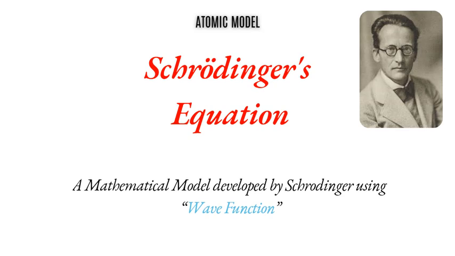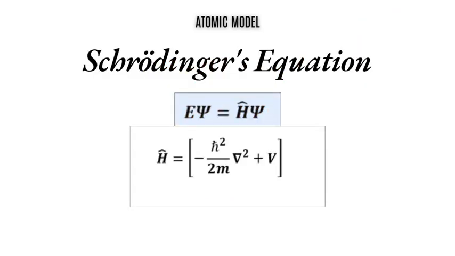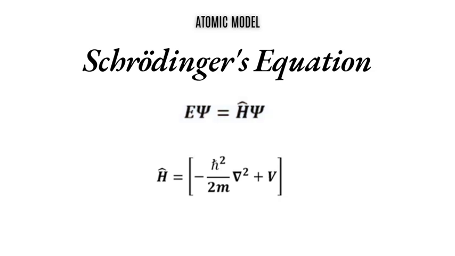The Schrodinger equation is a mathematical equation that provides a way to calculate the wave function of a system. The wave function contains all the information about the system's state. There are two forms of the Schrodinger equation, the time-dependent and the time-independent. For the quantum mechanical model, we use the time-independent form of the Schrodinger equation.